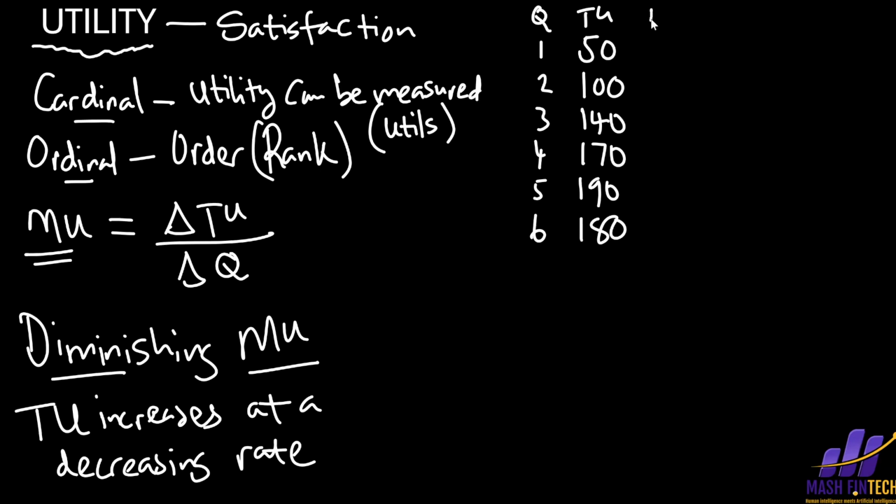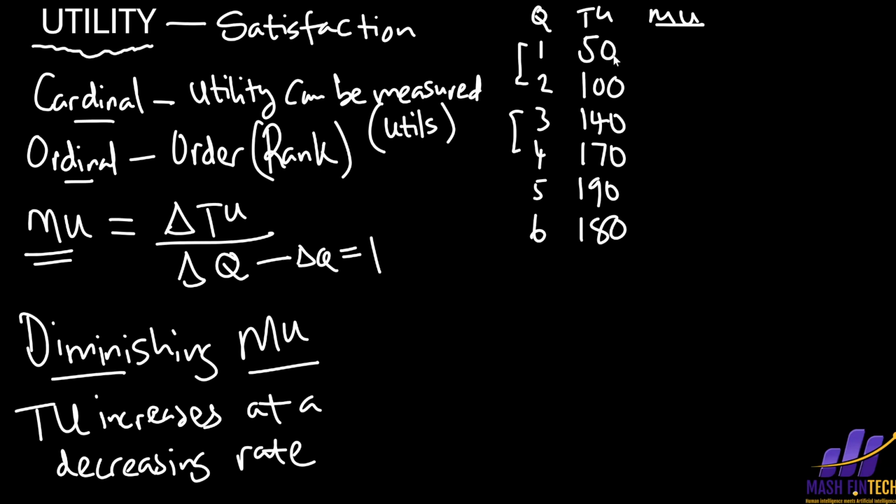Now, what happens to the change in your satisfaction when you consume 1 more unit of the product? What happens to your utility? Remember, for the marginal utility, you divide the change in total utility over the change in quantity. Take note, in this instance, we are just increasing our consumption by 1 bar. So the change in quantity is always going to be 1.